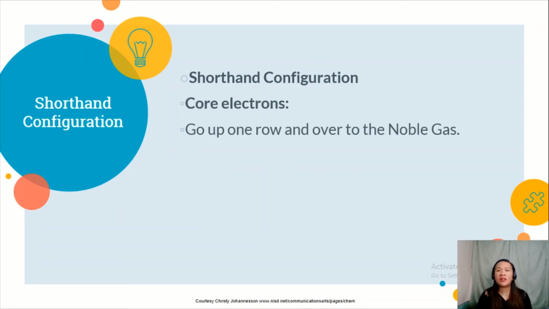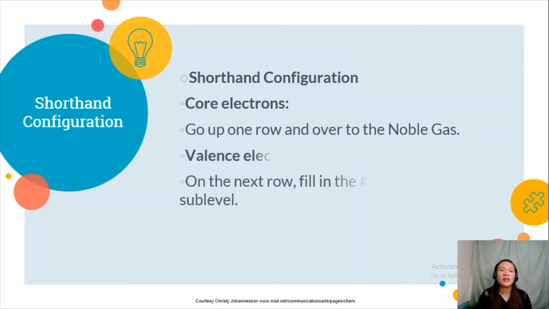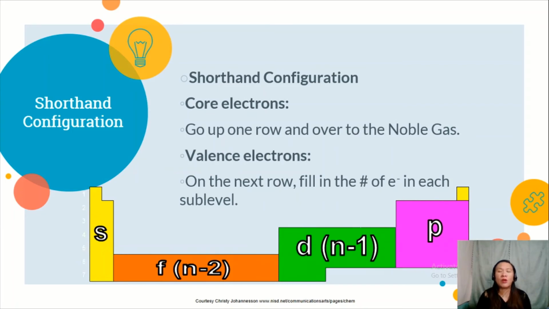And so, when we do shorthand configuration, what do we need? We actually need the core electrons. This is going up 1 row and over to the noble gases. Take note, all of the core electrons that we will be getting will be from the noble gases. And we also need the valence electrons. So this is now the next row after the noble gases. We fill in the number of electrons in each of the sub-levels.